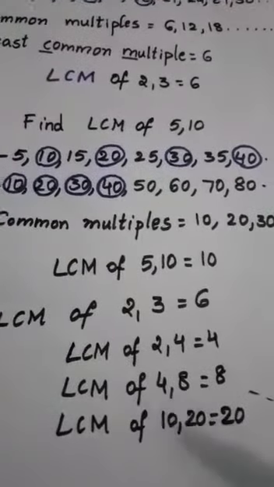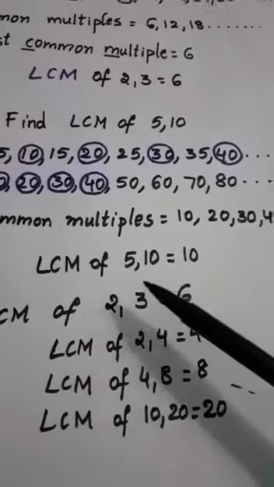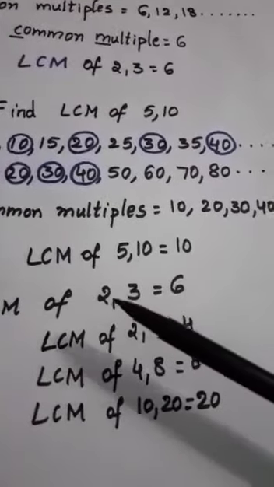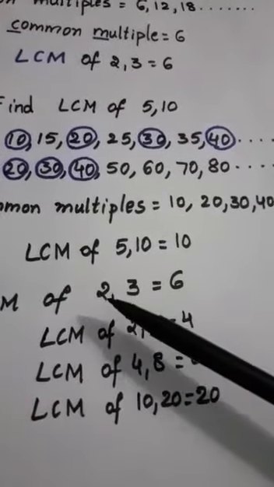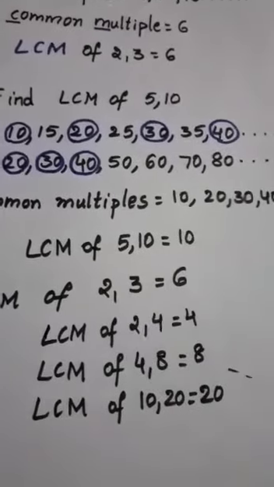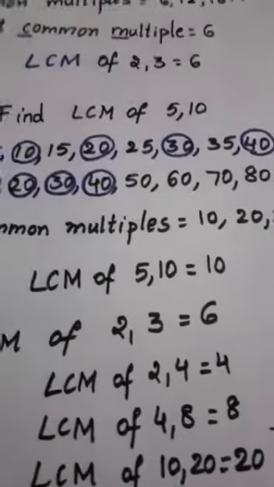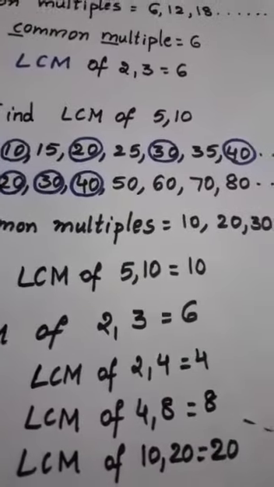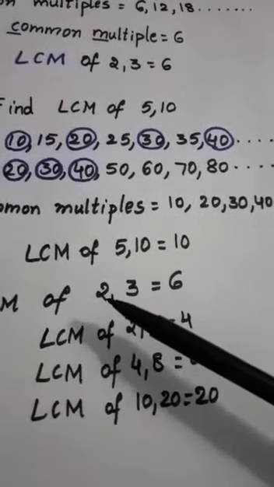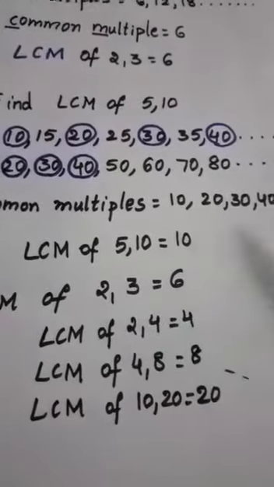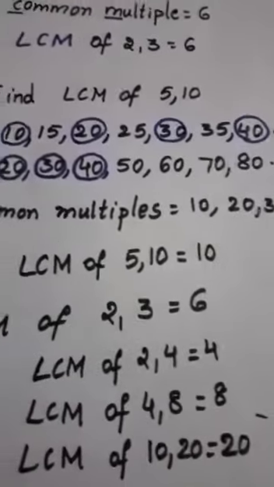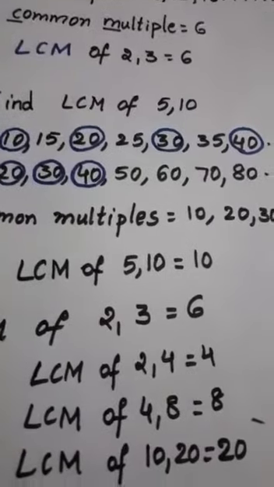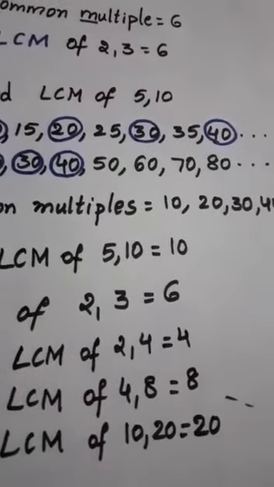Now observe here. Here LCM of 5 comma 10 means in the smallest number's table we are checking the greatest number. Coming to 2 comma 3, this is the smallest number and this is the greatest number. Now, in the smallest number's table, is the greatest number there? Is 3 there in the 2 table? No. 2 table 3 is not there.